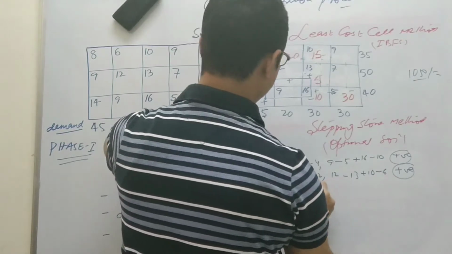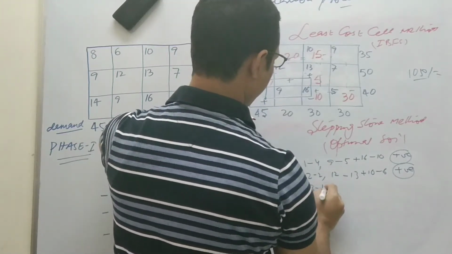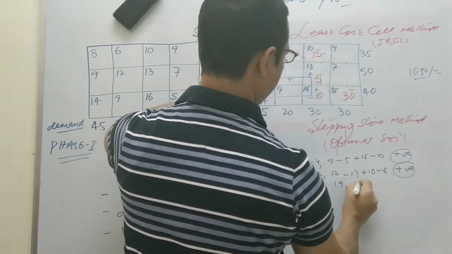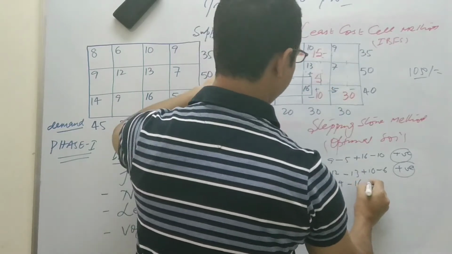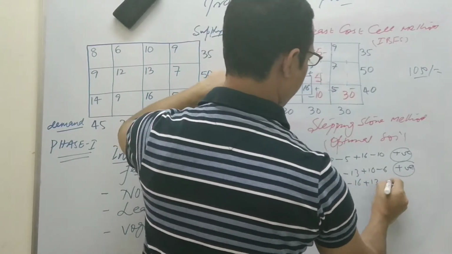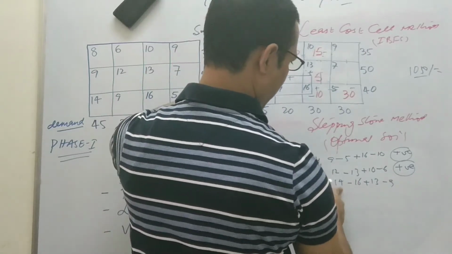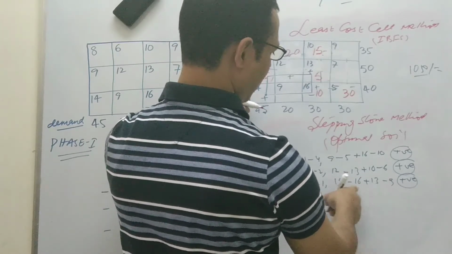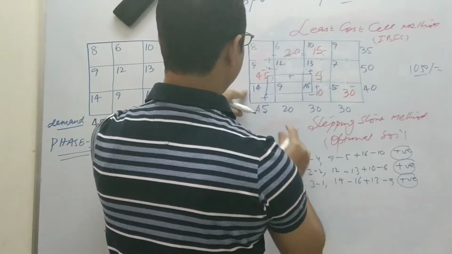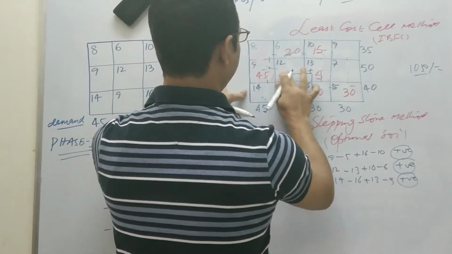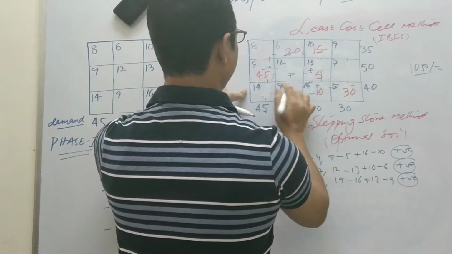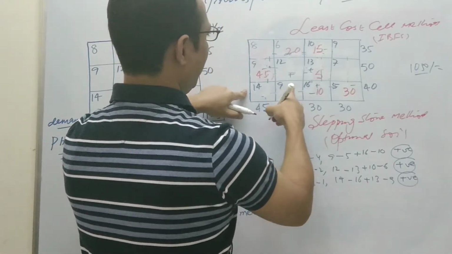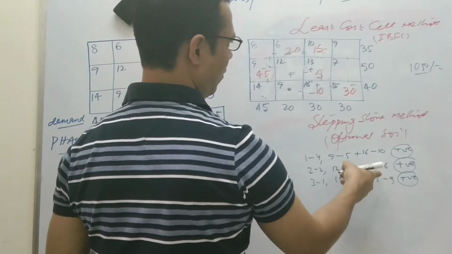Just to check which cell we are checking: 3 1. So 3 1 means 14 minus 16, plus 13 minus 9. What is the result? This is also positive. 14 plus 13 is 27, 16 plus 9 is 25. So positive. Now this cell is also positive, which means we cannot reduce through this particular cell. So we can move to the last cell, because this is also an unallocated cell. If it is not going to change, it means this solution itself is the optimal solution.